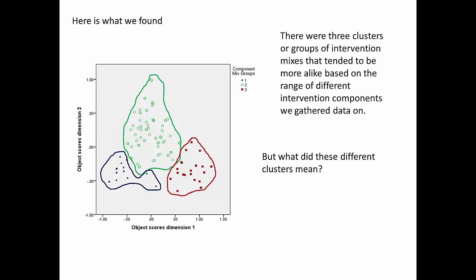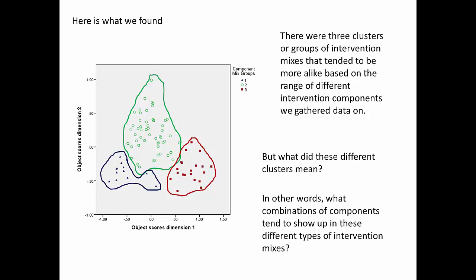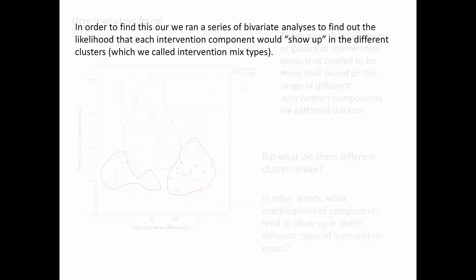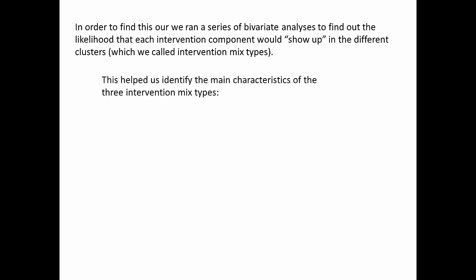And now we have to ask, we see that they kind of cluster in these different areas, but what do those different clusters mean? In other words, what are the combination of components that tend to show up in these different types of intervention mixes? Well, in order to find this out, we then ran a series of bivariate analyses to find out the likelihood that each intervention component, say, reduced calorie diet or aerobics intervention, would show up in different clusters, which we're calling these intervention mix types. This helped us to identify the main characteristics of 3 intervention mix types.